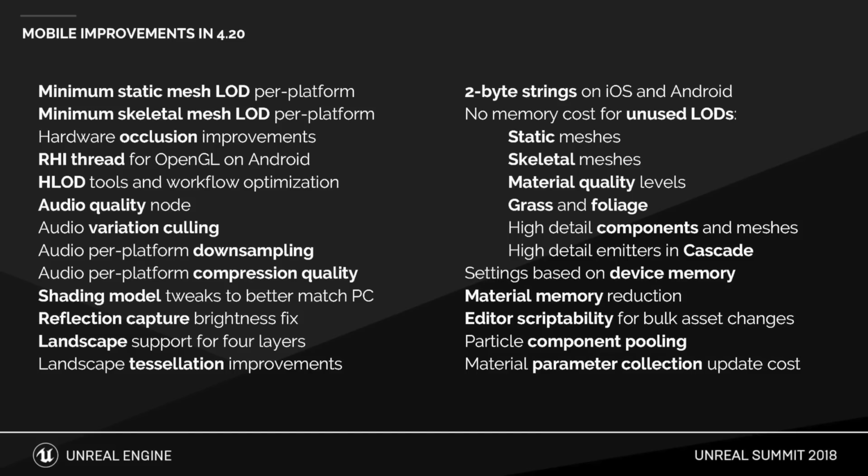And on the memory front, we have 2 byte strings on iOS and Android, so there's a reduced memory cost. And there's no memory cost for unused LODs for skeletal meshes and static meshes, or if the grass has been excluded. These settings can now be adjusted based on device memory. And there's a bunch of engine level tweaks to reduce the memory usage for the material system.